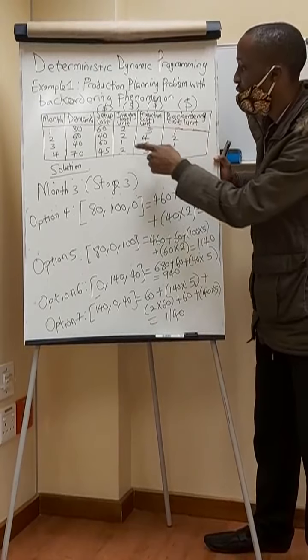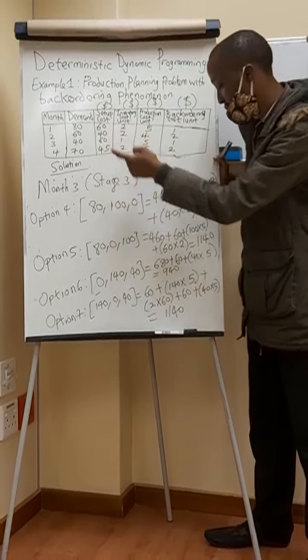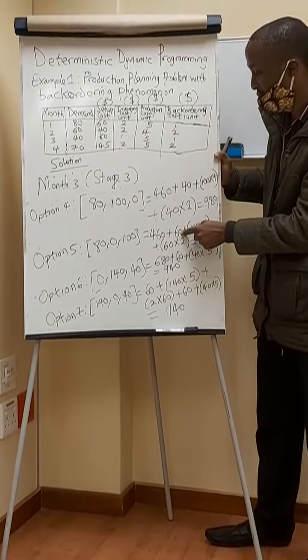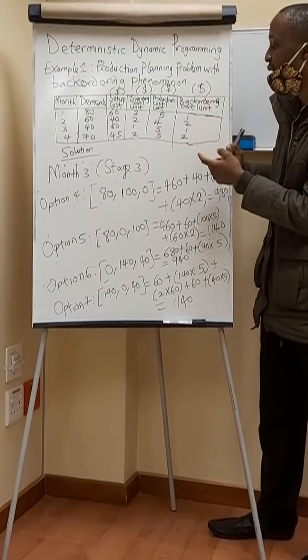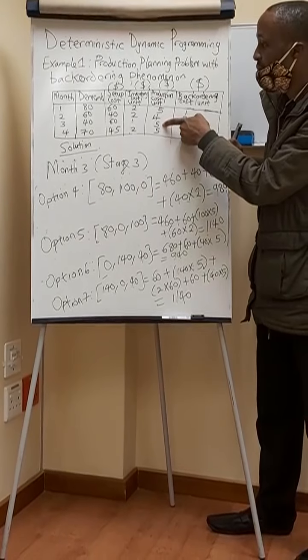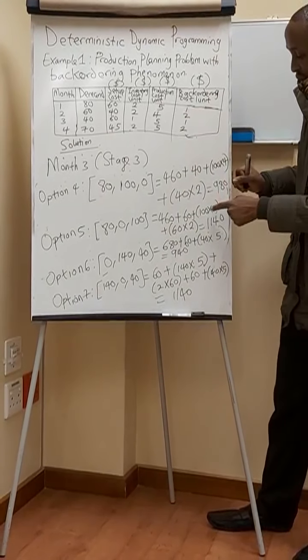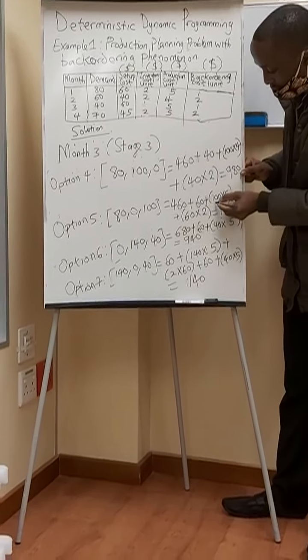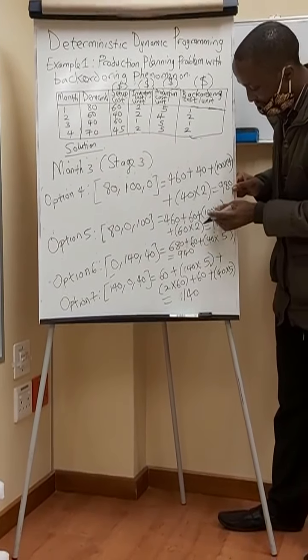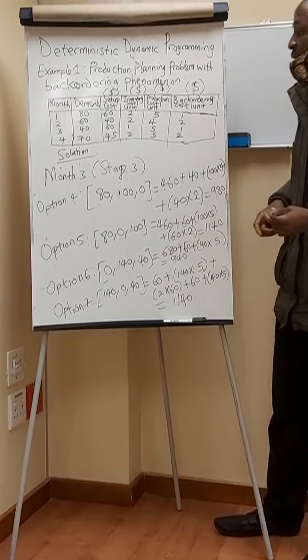Don't forget, you need to check what is the setup cost for month 3, which is $60, and that is what you are seeing here, $60 for month 3. That is the setup cost. And you are producing 100 units in month 3. The production cost per unit in month 3 is what? $5. Produce 100 units, that will give you 100 times 5, which is what you are seeing here. So it's very clear, 100 times 5.